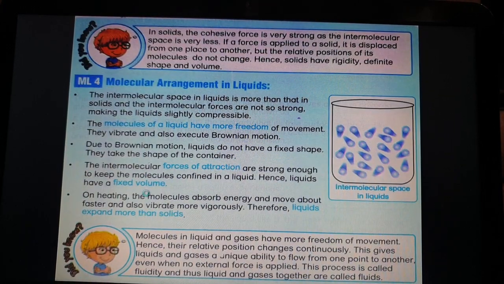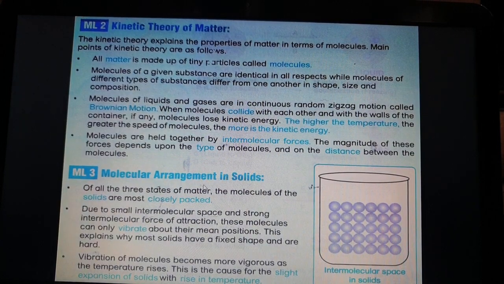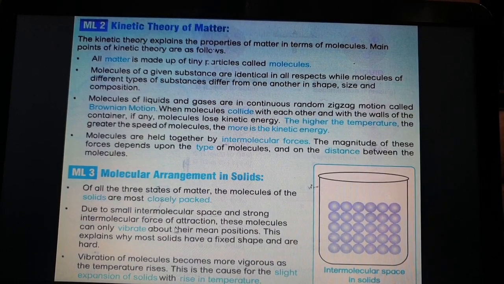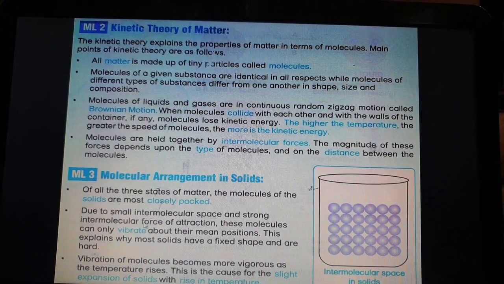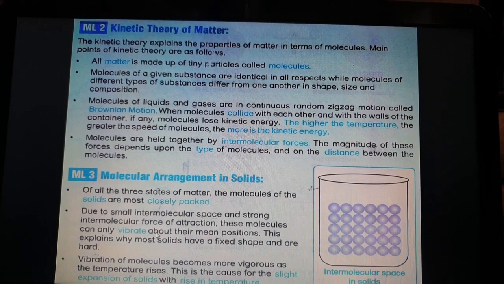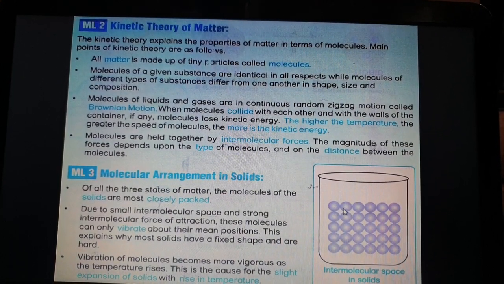Now next, let us go with the molecular arrangement in solids. So this is how the molecules are arranged in the solids. Due to small intermolecular space and strong intermolecular force of attraction, these molecules can only vibrate about their mean position. That is, even if you exert a pressure on them, they can just vibrate.